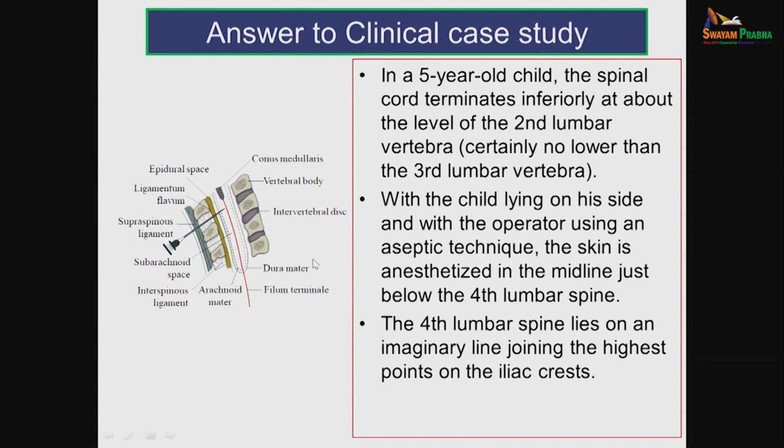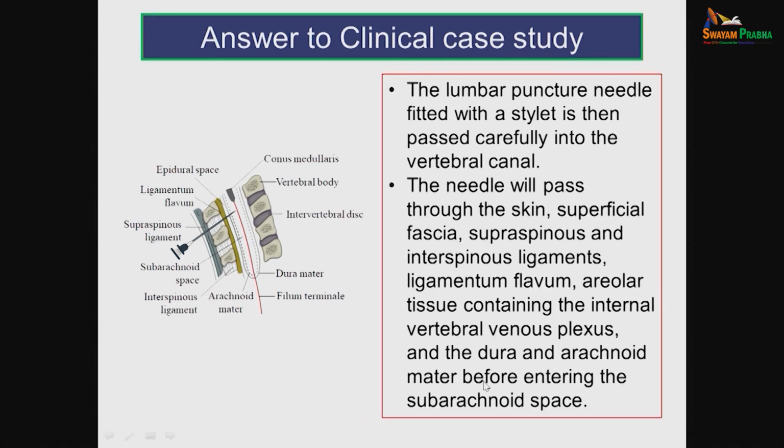So, it is better to perform a lumbar puncture below the fourth lumbar spine. The fourth lumbar spine, as I told you, can be easily identified by drawing an imaginary line joining the highest points of the iliac crest. So, you must pass the lumbar puncture needle, which is fitted with a stylet, into the subarachnoid space to get the cerebrospinal fluid for diagnostic purposes.